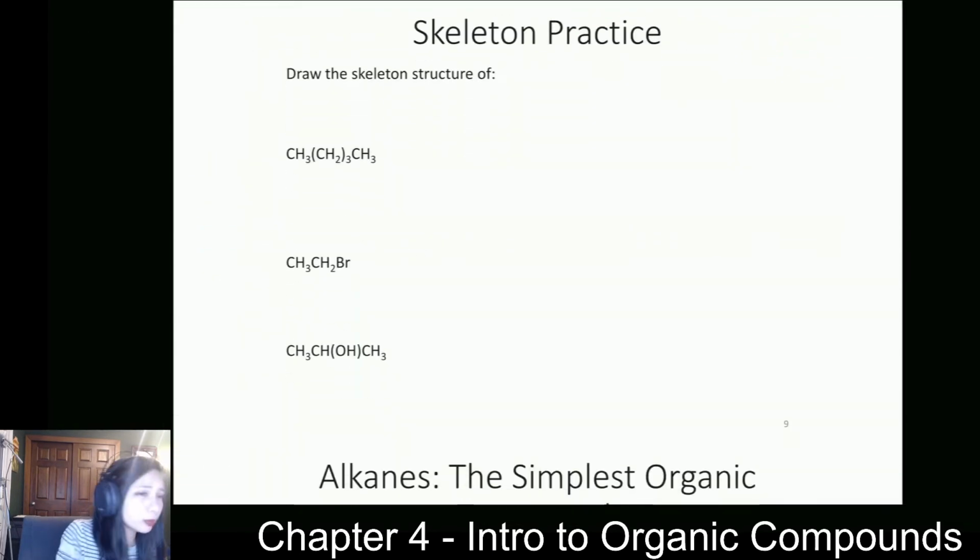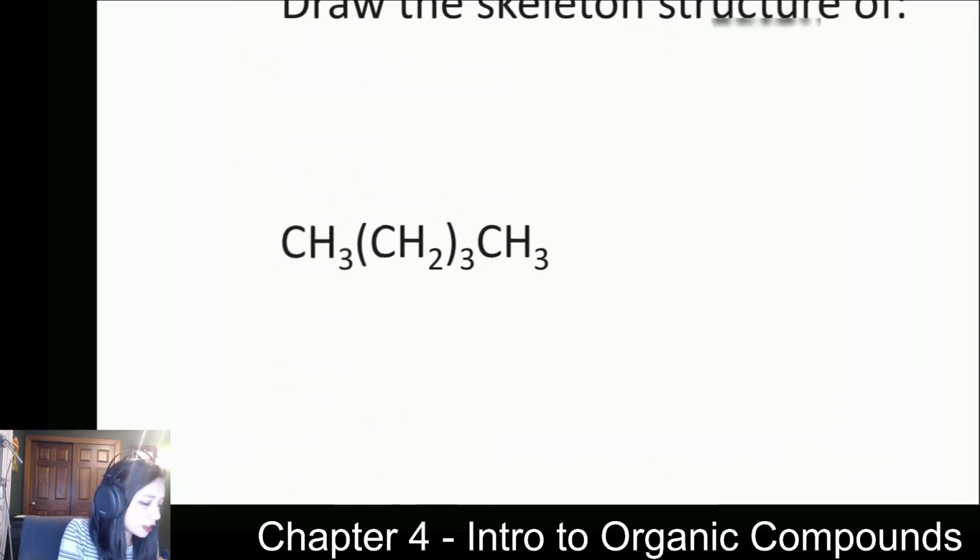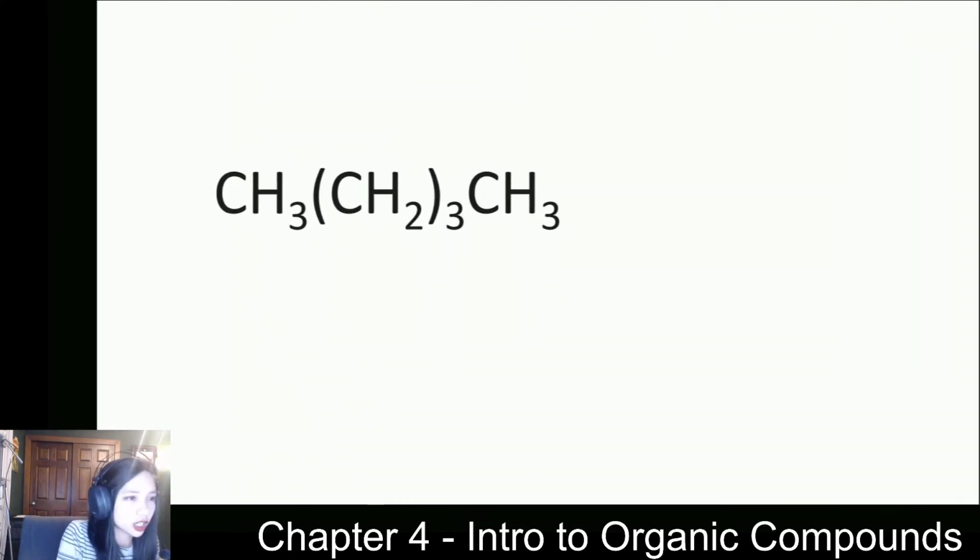So let's practice a little bit, identifying the length of the carbon chain and making sure that we have enough lines to represent all the carbon atoms that are there. Let's look at this condensed structure and draw what the skeletal structure would look like. I see that there's 1 carbon on the end, and then there are actually 3 carbons in the middle here.